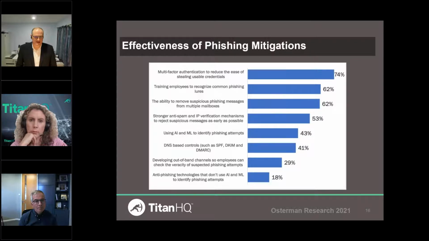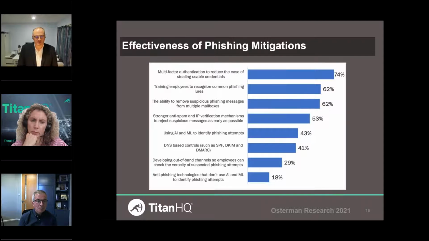Another one of the questions that we asked in the survey was around the effectiveness of phishing mitigations. We didn't just want to know what people were finding in terms of where we're at and the types of attacks that they were experiencing, but we wanted to leverage the expertise and experience of the 130 people that responded to say, when you've looked at your organization and the threats that you're facing, what have you found to be most effective as a way of mitigating those threats? 74% said that the use of multi-factor authentication to reduce the ease of stealing usable credentials was the most effective mitigation that they had come across.